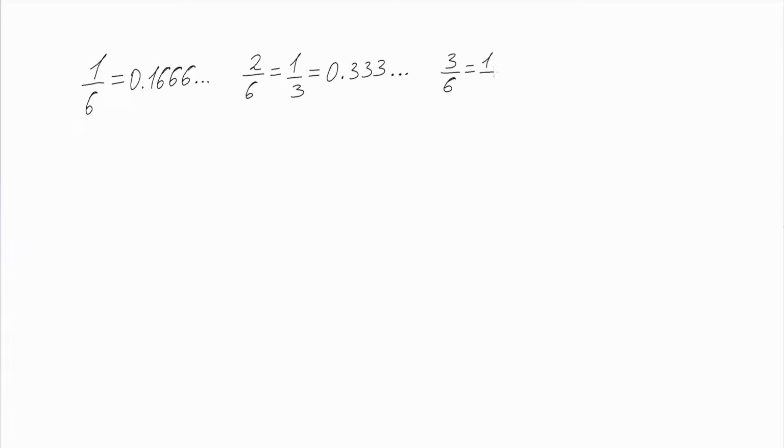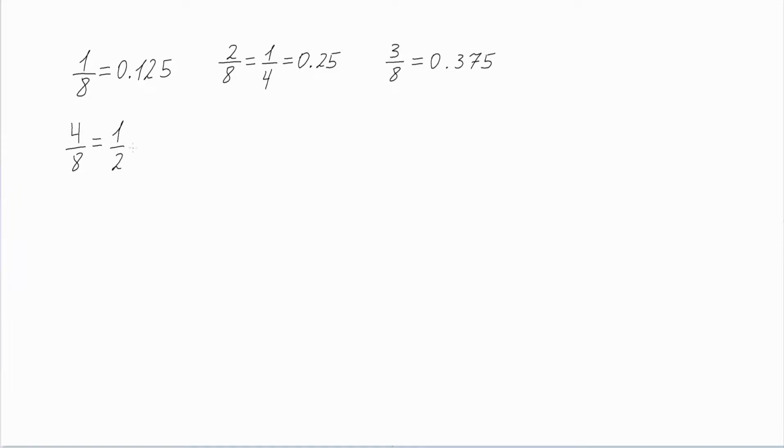3 over 6 can be simplified to 1/2, and 1/2 is 0.5. 4 over 6 can be simplified to 2 over 3, and 2 over 3 is an infinite decimal of 0.66666, and so on. And finally, 5 over 6 can be written as 0.83333, and so on. In this decimal, the 3's are repetitive, and this is a continuous decimal. We'll skip the division by 7 portion and return to it later.